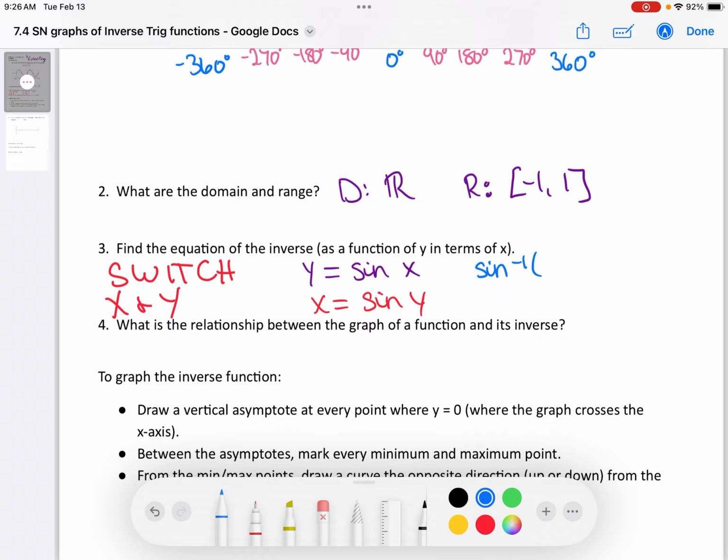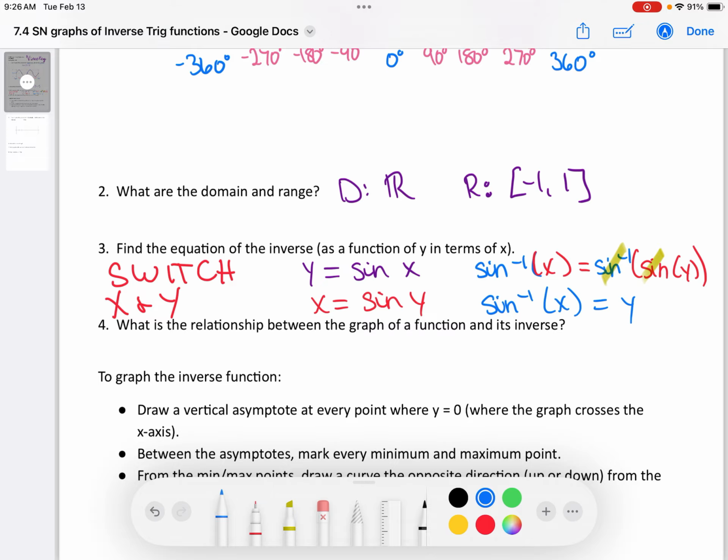So sine inverse of x is equal to sine inverse of sine of y. Now, sine inverse and sine undo each other, and we're left with our inverse. Sine inverse of x is equal to y. This is our inverse.